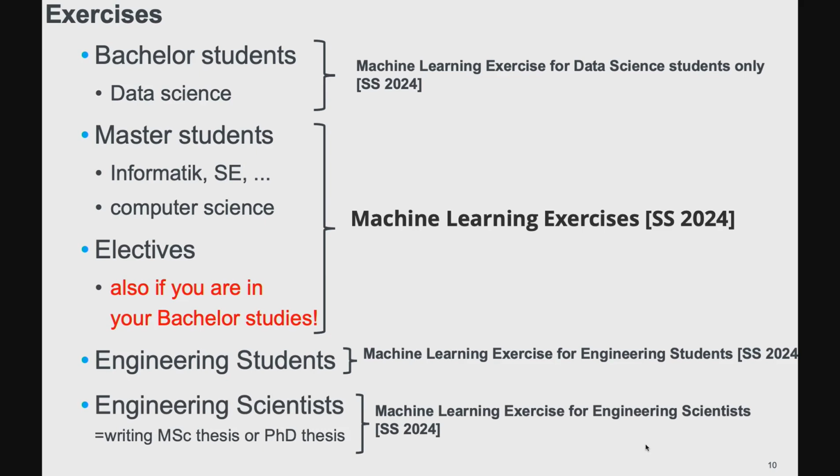Then we have another one by additional money, so not in the usual curriculum, which is for engineering scientists. These are only people who currently write their master thesis or PhD thesis. And this is like the special program from the AI Software Academy for people who bring their own project. And what we try to do with a small number of people is to map the content of their project to the lecture.